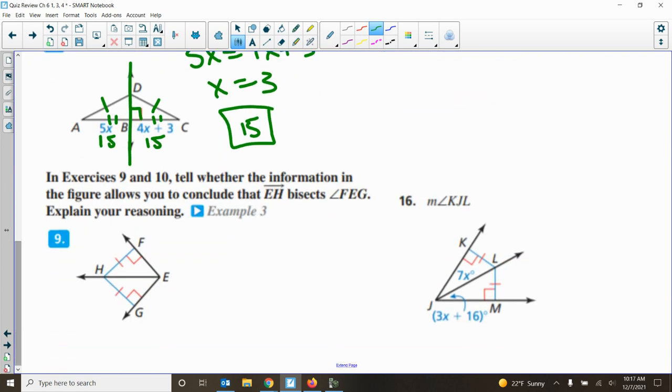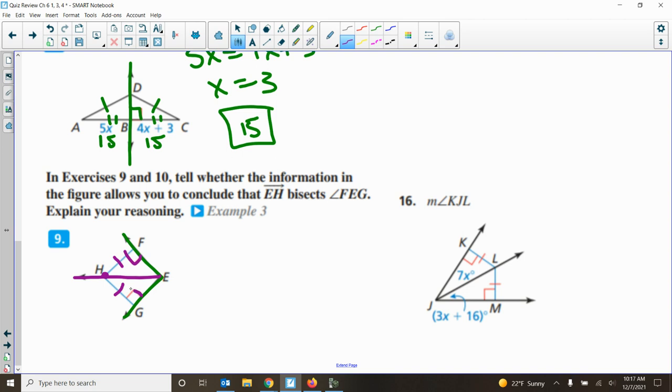Question number 9, tell whether the information in the figure allows you to conclude that EH bisects angle FEG. So here's FEG. Does this EH here in purple have to be the angle bisector? Well, let's take a look here. We pick point H on this ray.